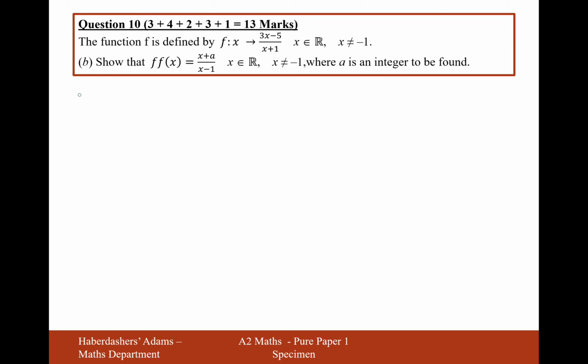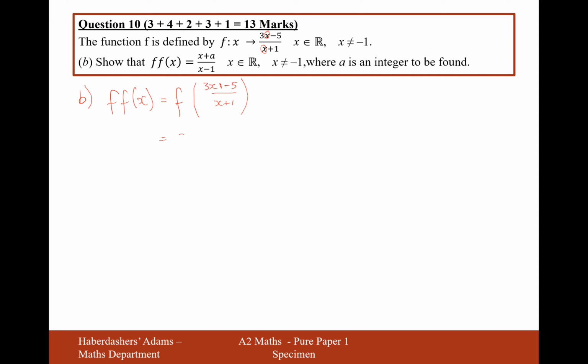Moving on to part B now, it's a composite functions question. So we've got f of x equals (x plus a) over (x minus 1). So let's start by writing out what this composite function is going to be. It's going to be f of the f function, which is (3x minus 5) over (x plus 1). And now we need to do this function again. So we're going to take the output from this function and put it in as x in both places in the f of x formula.